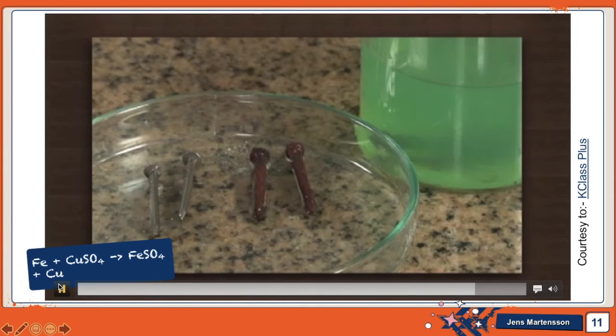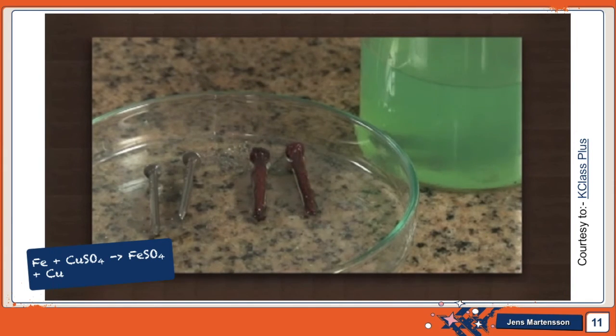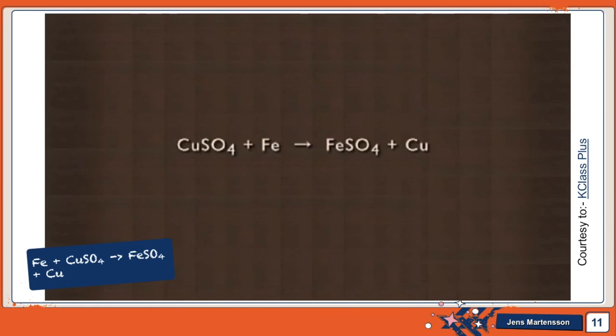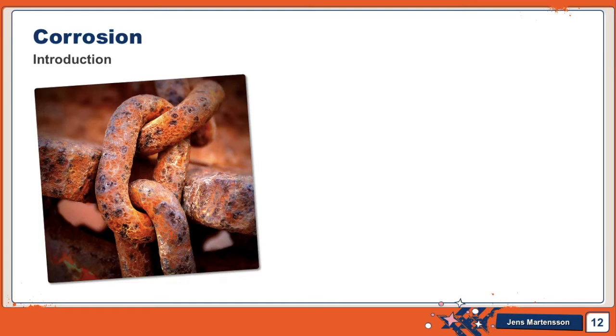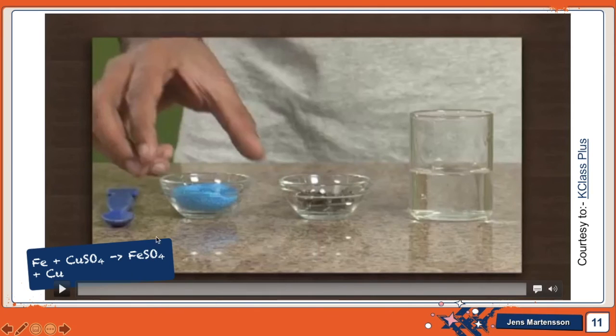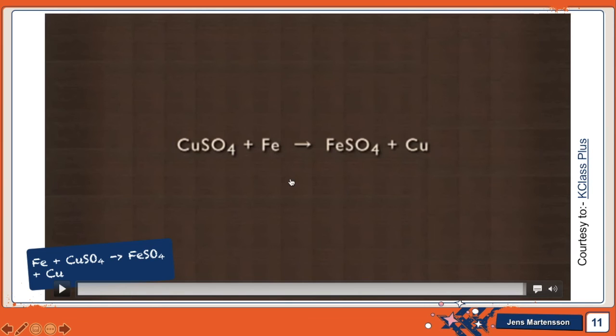The solution shows the characteristic green color of ferrous sulfate. A reaction of this type is called a single displacement reaction. CuSO4 plus Fe gives FeSO4. So he concludes with a correct statement, which is CuSO4 plus Fe gives FeSO4 plus Cu.